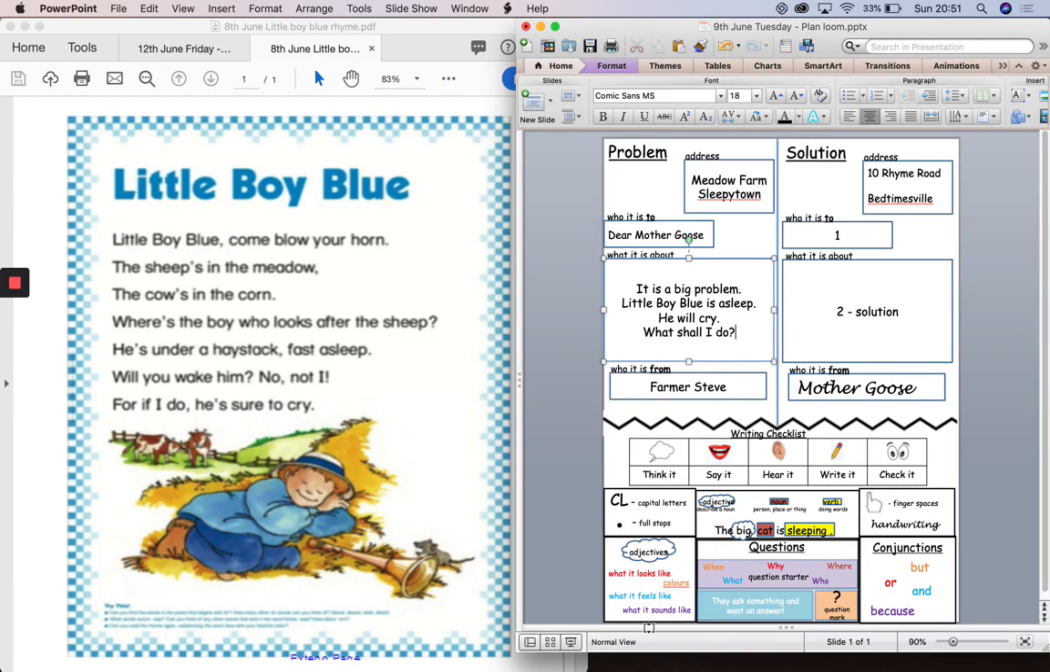I'm sure I can add some more. I'm going to use some conjunctions when I write it up. And I might just try and make it a little bit more interesting. They are very basic sentences.